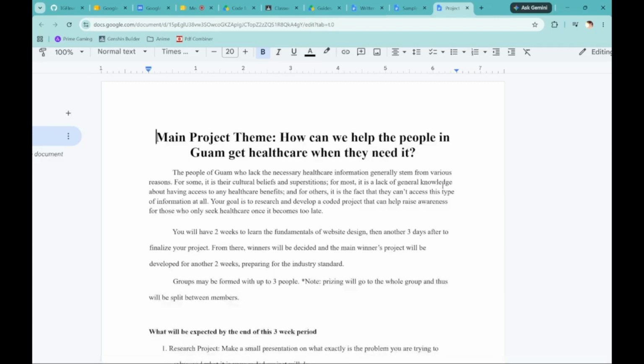The main idea is that the people in Guam who lack healthcare information generally lack it for one of several reasons, if not more. For some of them, it's cultural beliefs and superstitions. For a lot of them, it's not knowing that they can get healthcare somewhere. And for others, they just can't access it at all. Even if they wanted to, they don't have availability. So it is your goal to research a coded project that can help raise awareness for these kinds of people that only seek healthcare once it becomes too late or just can't seek it at all.